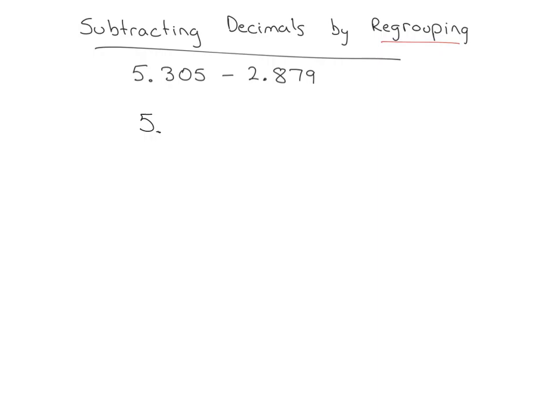So I'm going to write down the first number, and we're going to stack the second number right below it. And the key thing is we need to get these decimals lined up together. So for example, the decimal in 2 and 879 thousandths needs to be right below the decimal that's in 5 and 305 thousandths. So you can see then the 2 would go right in front, the 8 would go after, the 7 would go in the hundredth spot, and the 9 would go in the thousandths.